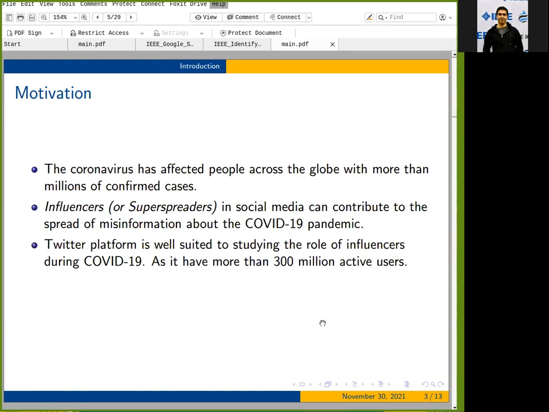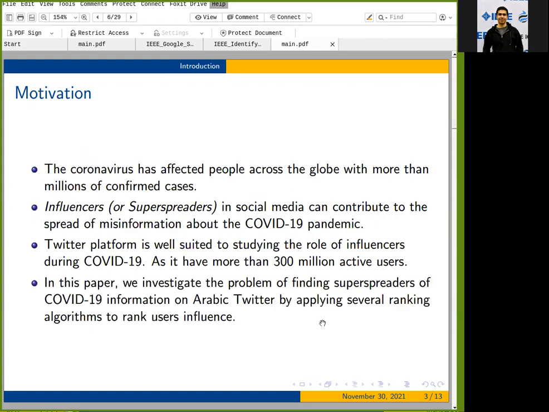So in our study, we used Twitter because it is a well-suited platform. It has more than 300 million active users, and that's why we think it is a good candidate to be used in our study. So we investigate the problem of finding super spreaders of COVID-19 information on Arabic Twitter by applying several graph ranking algorithms to rank user influence.